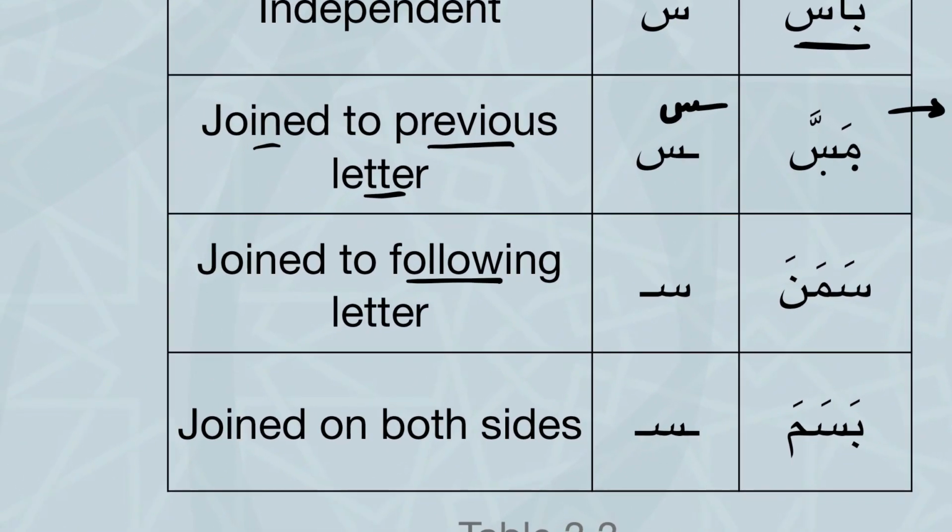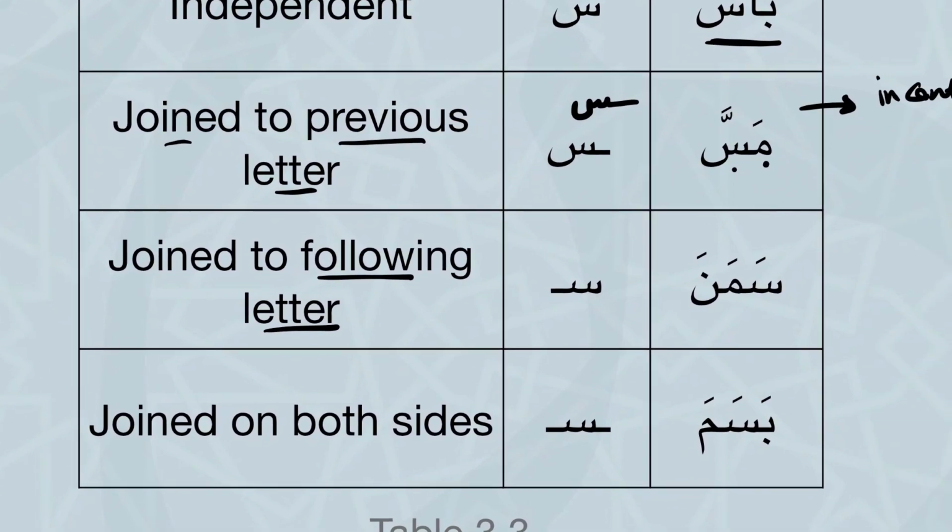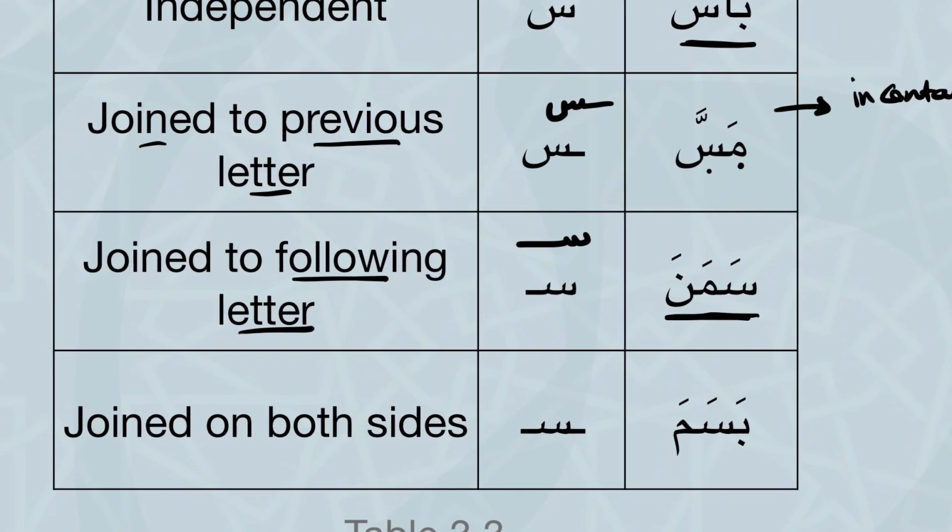Joined to the following letter, this is where it happens. The sin loses the belly, and it becomes like 1, 2, 3, and you continue. And this word, how do I pronounce it? It's a very easy one. There's a fatha, fatha, fatha, so it's samana, samana.